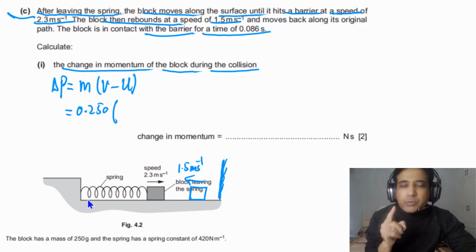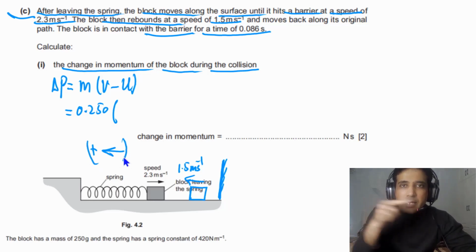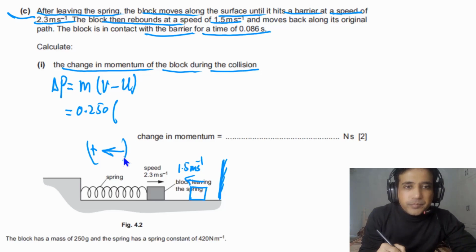So we need to take one direction as positive because momentum is a vector quantity. So we will take in this case to the left as positive, so our answer will be positive because to the left is the direction of the resultant force. It simply means that this value is positive and this value is negative. So simply we can plug in values. We have 1.5 minus (minus 2.3).